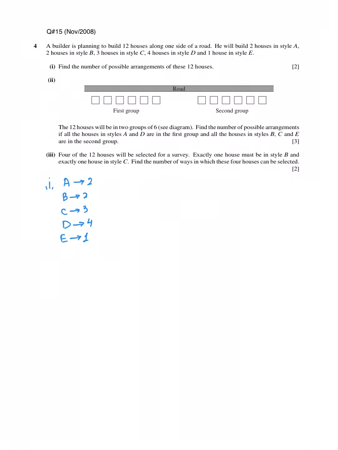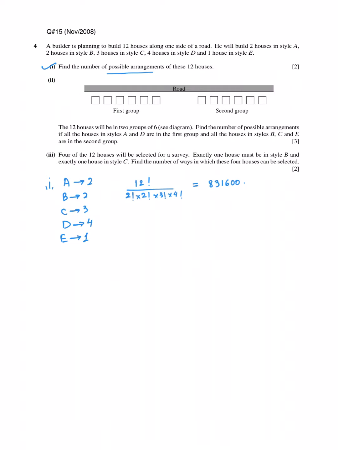For the first part, it says find the number of possible arrangements of these 12 houses. So it's 12 factorial divided by 2 factorial for A, 2 factorial for B, 3 factorial for C, and 4 factorial for D. Simplify and you will get 831600. That is your first part answer.